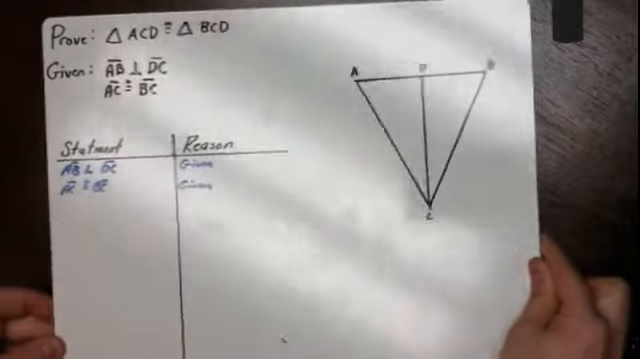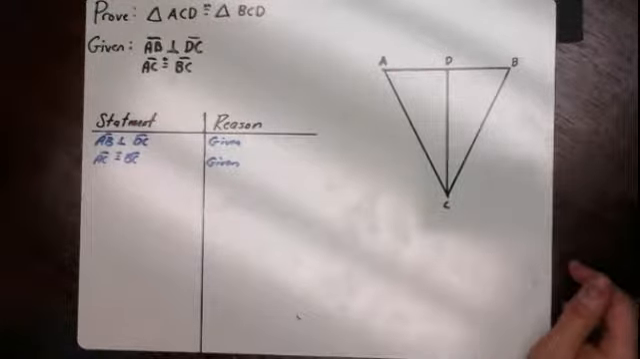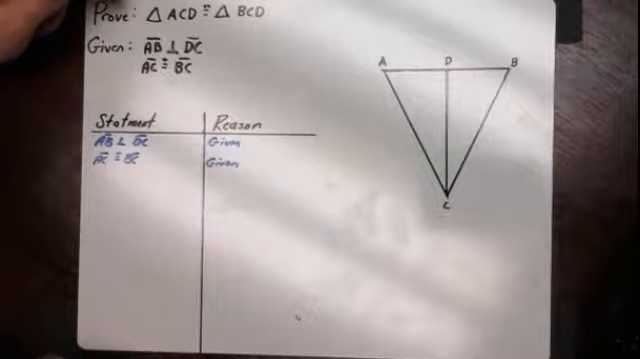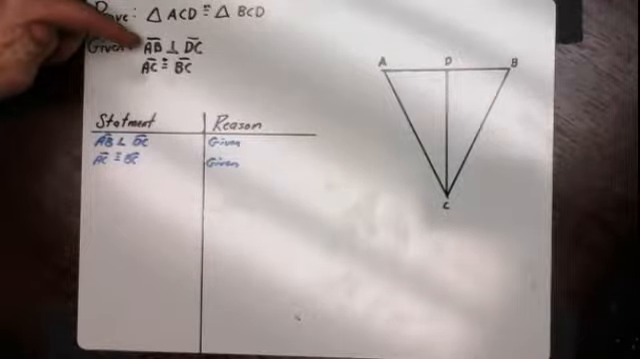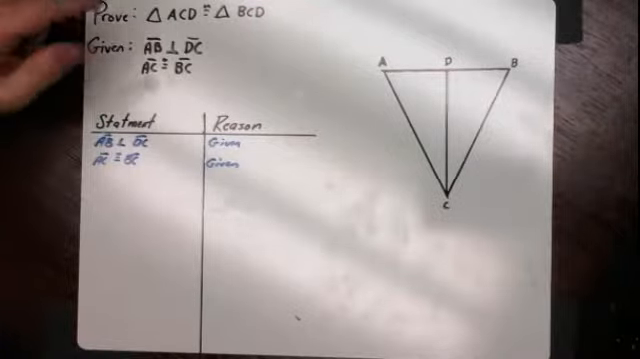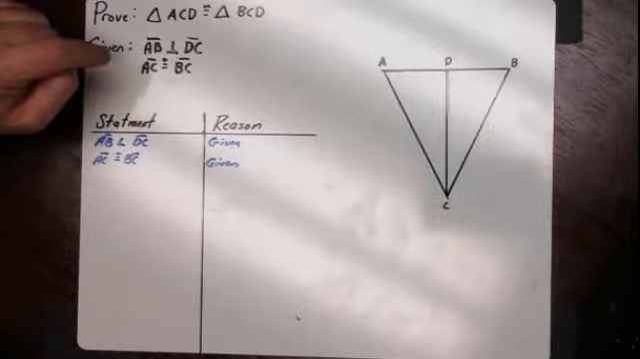So the first proof. Okay, the first proof, I copied down the given already. And what it wants us to do is prove that these two triangles are congruent. What it gives us is that AB is perpendicular to DC. That's what that upside down T means. And AC is congruent to BC.